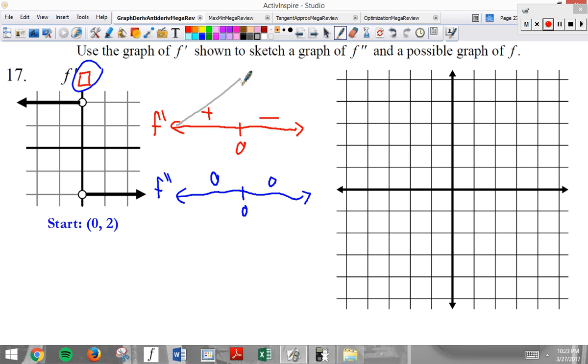What kind of concavity? You must always remember 0 concavity means straight line. Wow, I can't spell to save my life today. Straight line. Start 0, 2, right there. What's that slope? Oh, sorry. What's that y coordinate? 2. Negative 2.